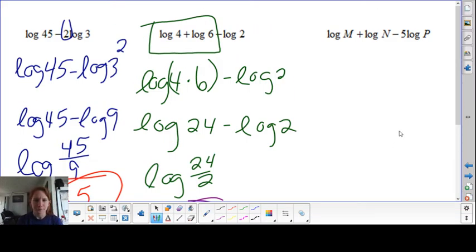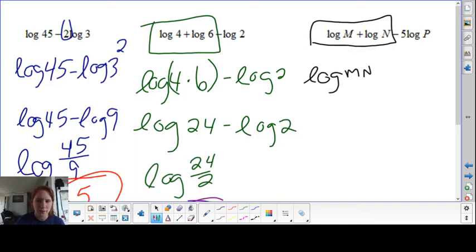All right, last one. Just like we saw in the one before, I have addition and subtraction going on at the same time. So I'm going to go ahead and focus on the first two because I read left to right, and I do those first two operations going on there. So addition again is going to be multiplication. So I'm going to stick those together with log of m times n. And since these are just variables, I don't have anything to physically simplify. I don't have numbers. So now I have log of mn minus 5 log of p.